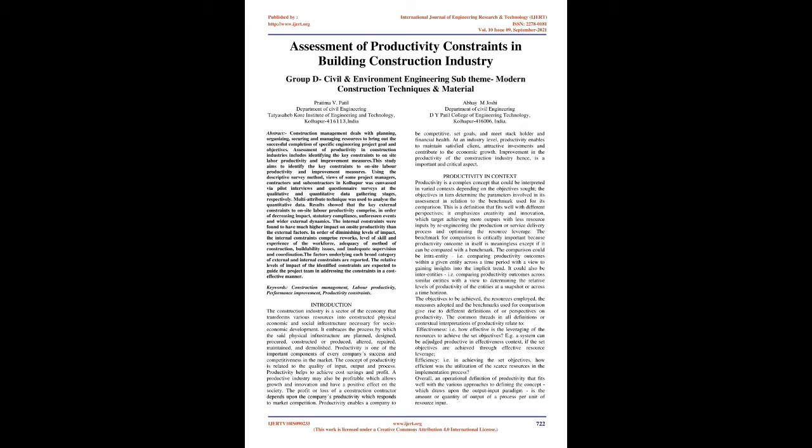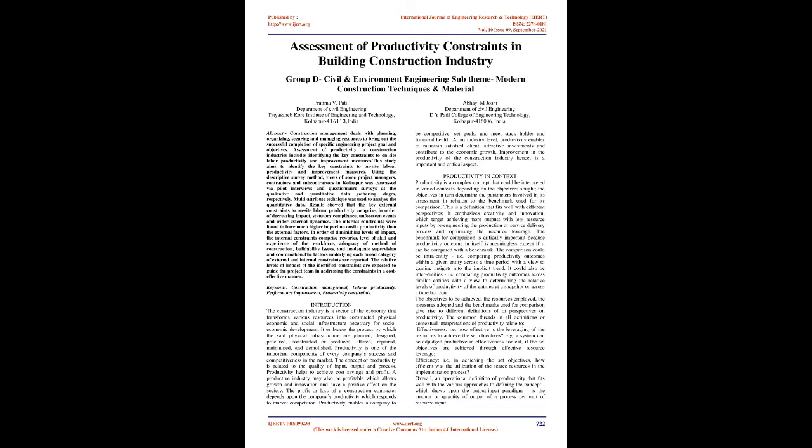Using the descriptive survey method, views of some project managers, contractors, and subcontractors in Kolhapur were canvassed via pilot interviews and questionnaire surveys at the qualitative and quantitative data gathering stages, respectively. Multi-attribute technique was used to analyze the quantitative data. Results showed that the key external constraints to on-site labor productivity comprise, in order of decreasing impact, statutory compliance, unforeseen events, and wider external dynamics.